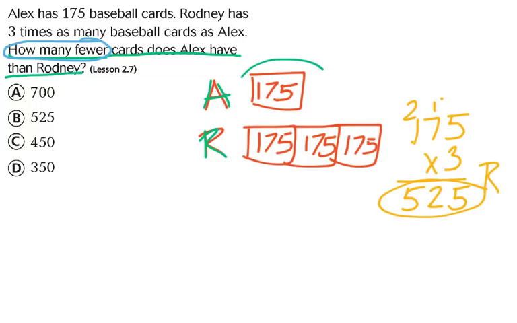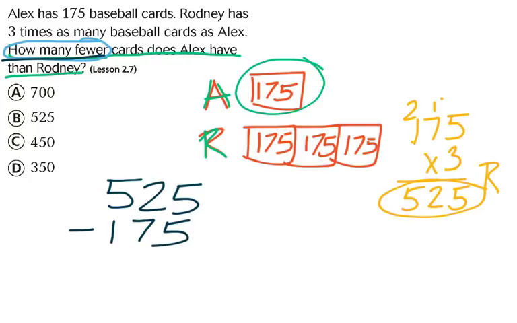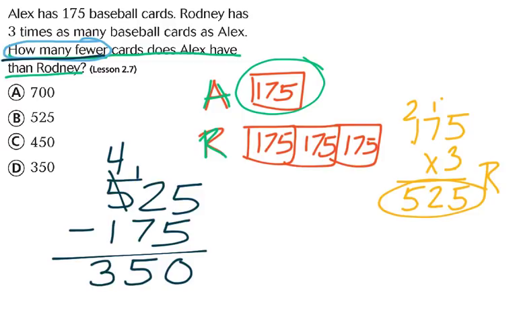Now I know Alex has 175, and because my problem says how many fewer, I'm going to subtract these amounts. So I need, off to the side, 525 minus 175. I'm going to subtract. 5 minus 5 is 0. I can't take 7 away from 2. I have to borrow. 12 minus 7 is 5, and 4 minus 1 is 3. So how many fewer cards does Alex have than Rodney? 350 is my answer. Okay, let's go on to our next problem.